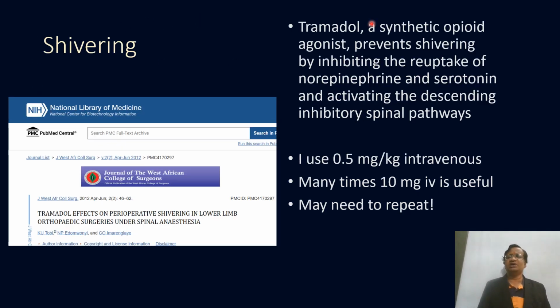Now shivering. Tramadol is a synthetic opioid agonist, and it prevents shivering by inhibition of reuptake and activating the descending pathways. Usually I give only 0.5 milligram per kg, some 20 milligram, 25 milligram of tramadol IV. Sometimes even 10 milligram is useful. But we may need to repeat after 20 to 30 minutes. That is one of the disadvantages of IV tramadol on shivering.